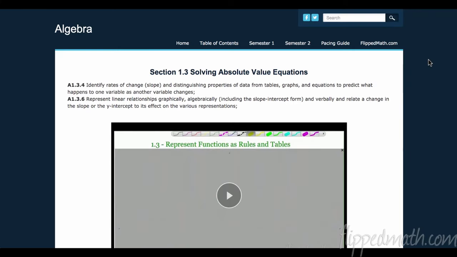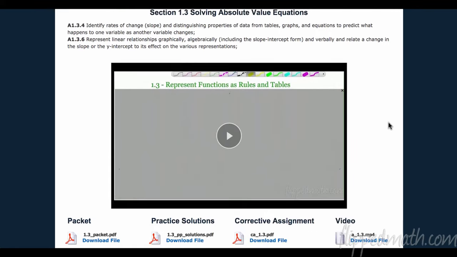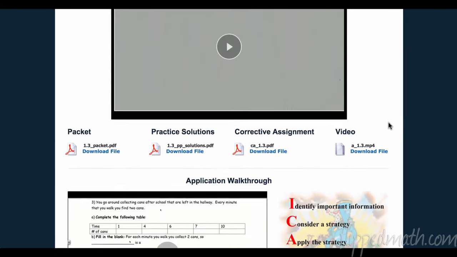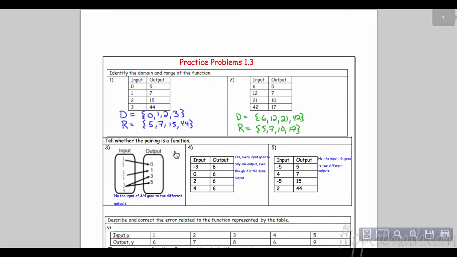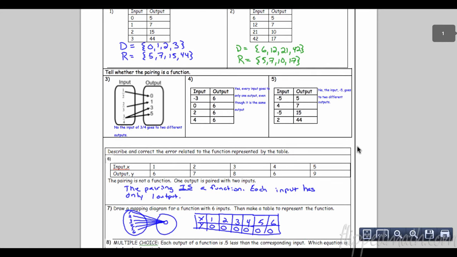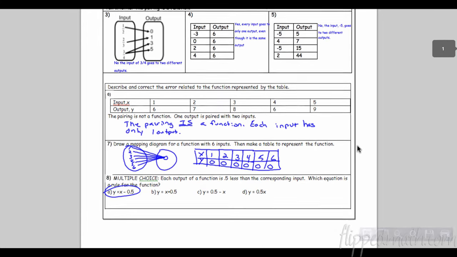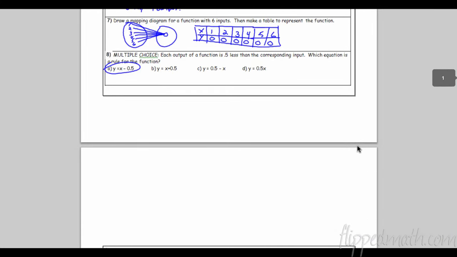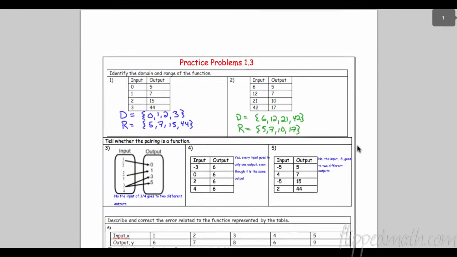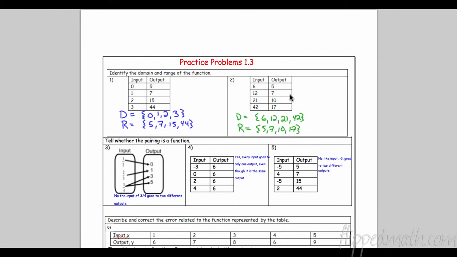Before we go over those, I want to show you a couple things on the website. So we're on Algebra 1.3, all right? So representing functions as rules and tables, there's a video. The packet, of course, you could download. I want to show you these practice solutions here. So these are the practice problems all worked out. If you're not going through the practice and then coming in here and checking your answers, you're doing yourself a real disservice. I would do all the practice first, or maybe the first two, then I'd come over here and check them.